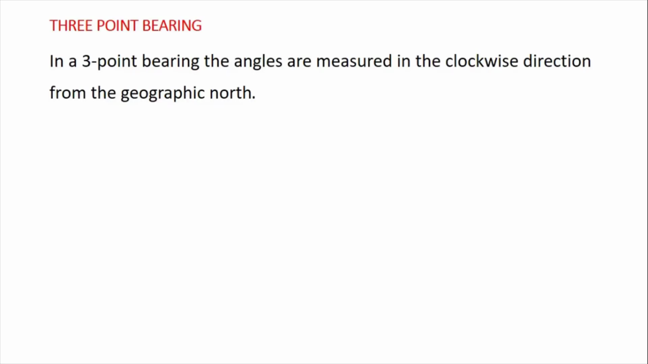In a 3-point bearing, the angles are measured in the clockwise direction from the geographic north. We learned in the previous video that for compass bearings, the angles are measured either from the north or the south, and the direction in which you measure the angle depends whether the other cardinal point is the west or the east. For 3-point bearings, the angles are always measured from the geographic north in the clockwise direction.